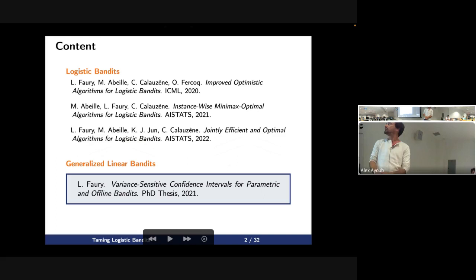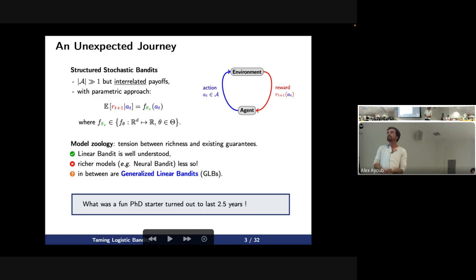So what's the motivation of all this? We want to do sequential decision making, but we stick to bandits for the sake of simplicity, and we want to go towards richer reward models. It's a simple game: we submit an action to an environment and we receive a reward. We are in the stochastic setting, so the reward is randomly generated according to a distribution that depends on the action. We want to accumulate as much reward as possible.